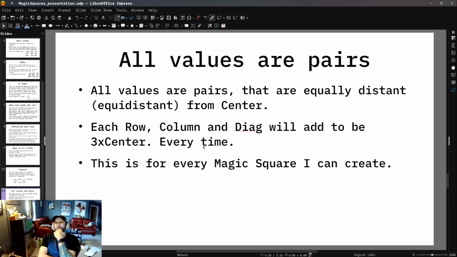Yeah, so we can see pretty easily that all values are these sort of matching pairs, and they match where their distance from the center value is the same. They are equidistant from the center, right? Because we need these two values plus the center to equal 3 times the center.